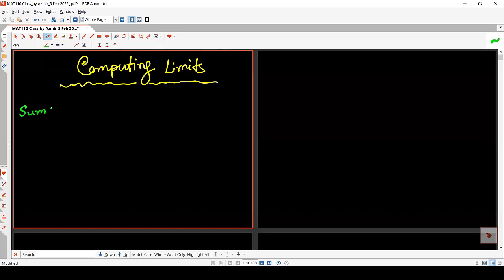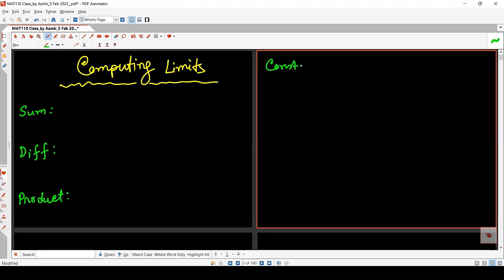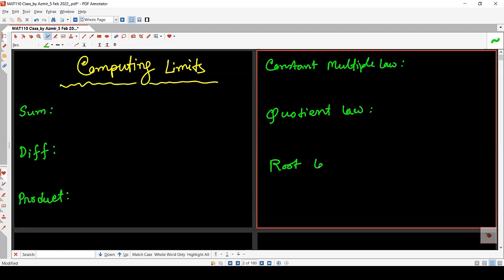The first one is the sum law or sum property, then difference property, product property or product law, then we can say constant multiple law, then we have quotient law, we have also root law, and we have power law.